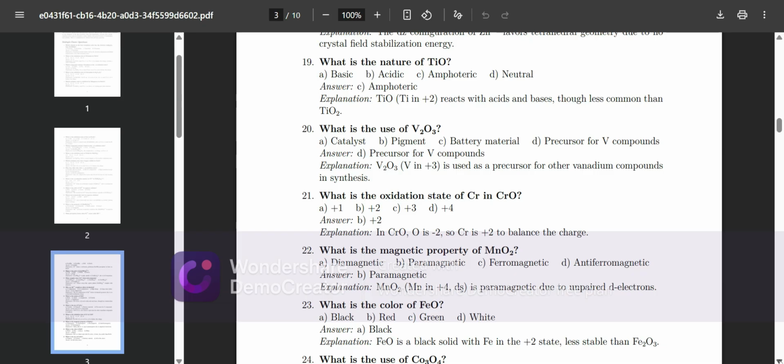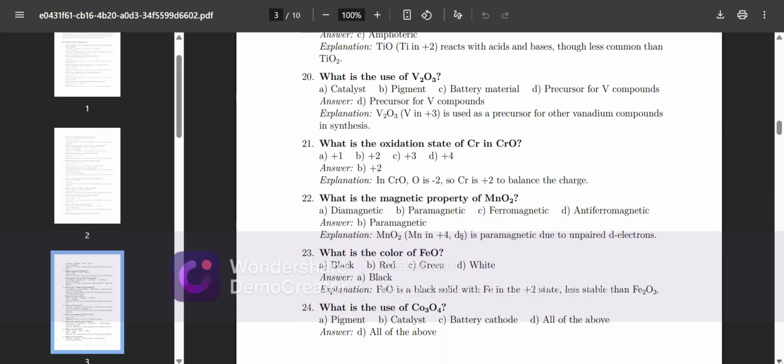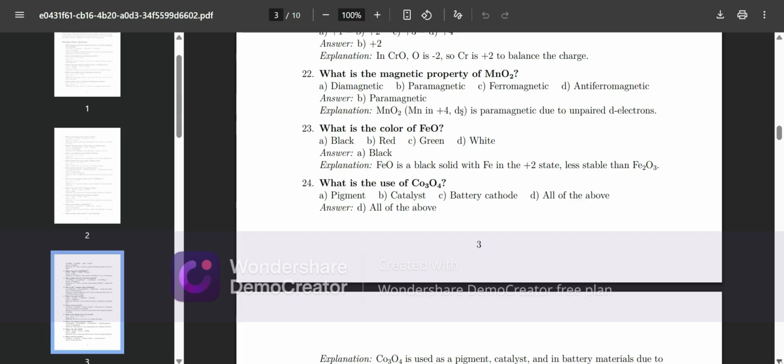What is the oxidation state of Cr in CrO? +2. In CrO, O is -2, so Cr is +2 to balance the charge. What is the magnetic property of MnO2? Paramagnetic. MnO2, Mn in +4, d3, is paramagnetic due to unpaired d electrons. What is the color of FeO? Black. FeO is a black solid with Fe in the +2 state, less stable than Fe2O3.